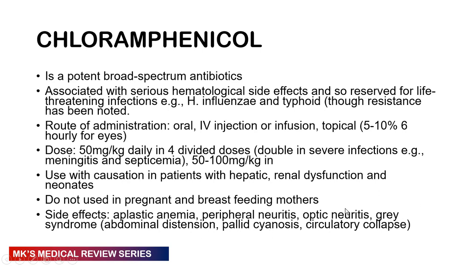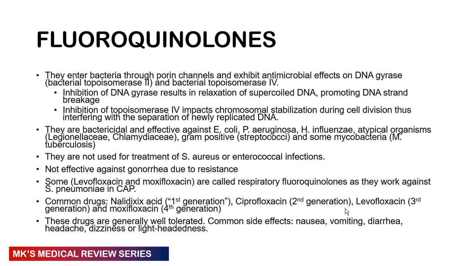And moving on to the fluoroquinolones, remember that these are going to pretty much enter into the bacterium through a channel which is known as a porin channel. Then, of course, they're going to be exerting their effect by pretty much going and affecting the DNA gyrase, which is also referred to as bacterial topoisomerase 2, as well as bacterial topoisomerase 4. Now, when you inhibit the DNA gyrase or bacterial topoisomerase 2, remember that this is going to cause relaxation of the supercoiling of the DNA.